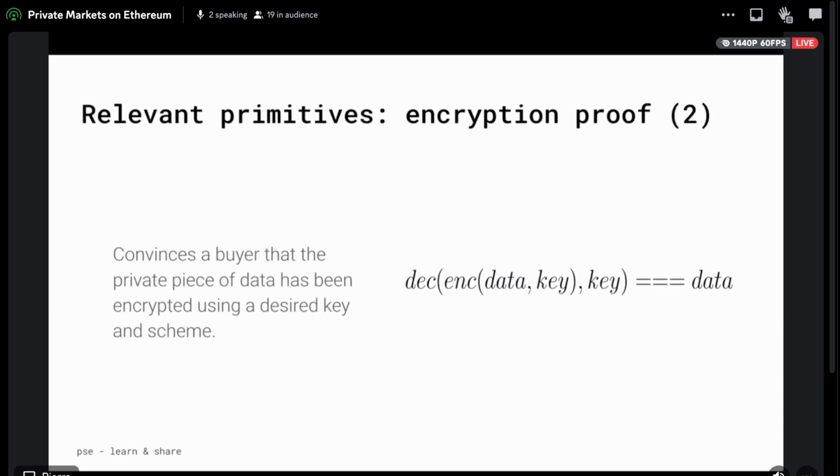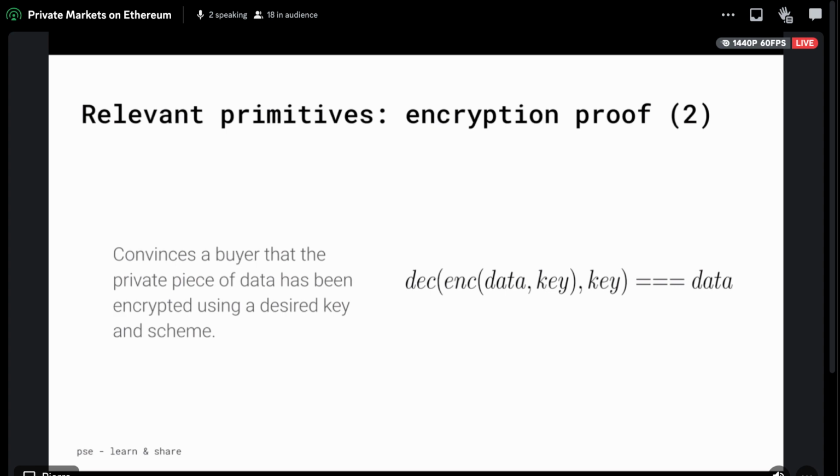Then the second relevant primitive is the encryption proof. So this proof is here to convince a buyer that the private piece of data has been encrypted using a desired key and scheme. So the little formula that you see on the right shows that if I am encrypting the data with some key and then decrypting that encrypted data with some key, I'm getting the data back. So that's what the proof will do. It will say, hey, I'm using this key and I'm using that encryption scheme. And when I encrypt it and then decrypt it back, I'm getting the data back. So that's the encryption proof.